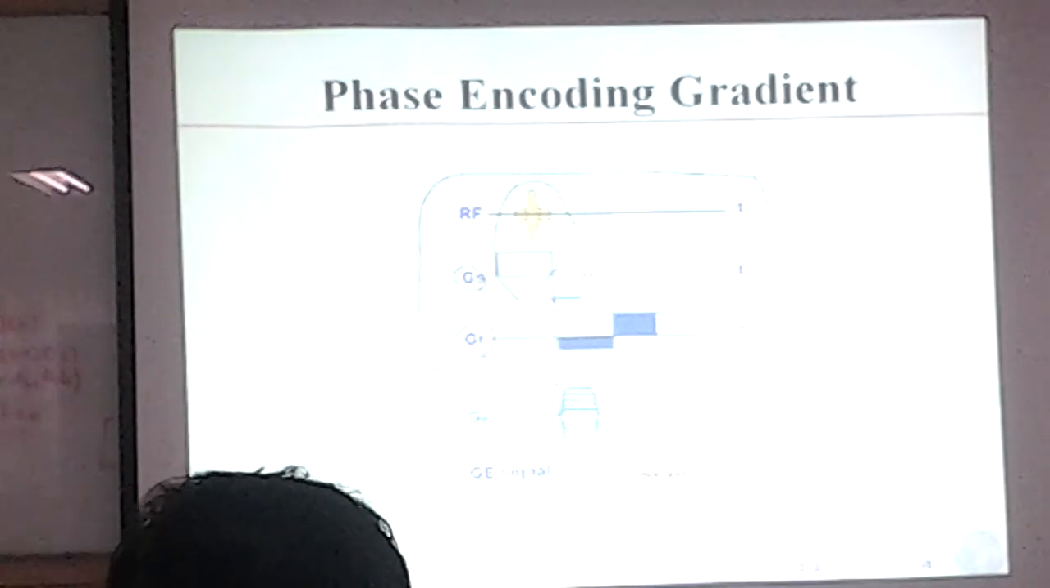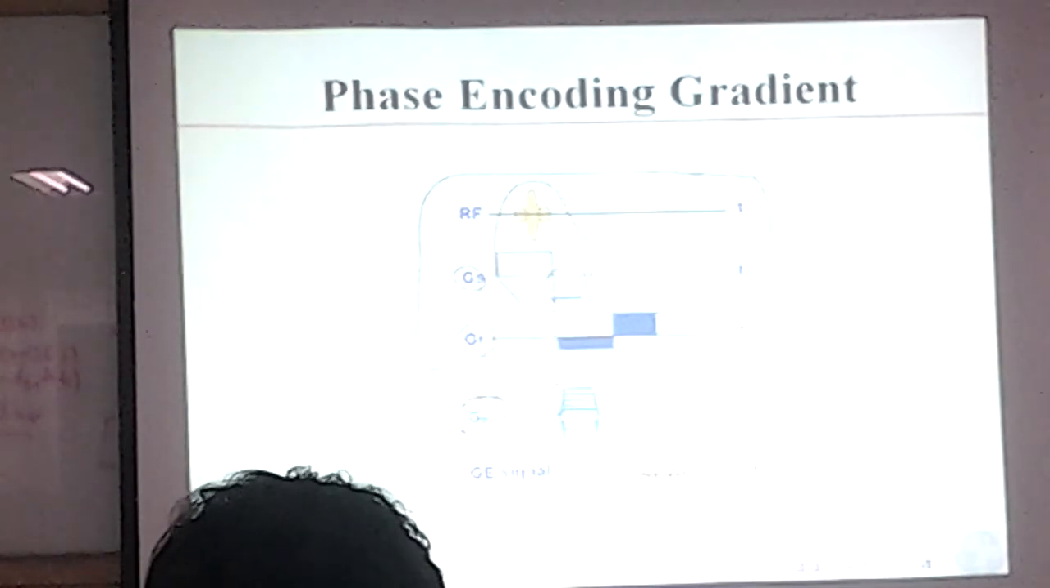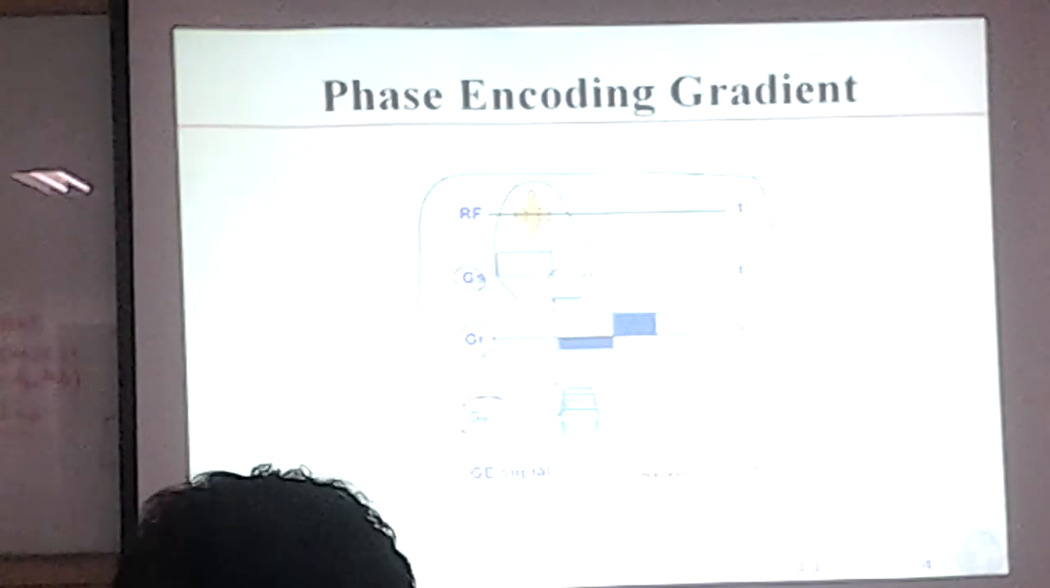So phase encoding, GP, means the phase encoding gradient. So you can infer the meaning of phase encoding. The space information is encoded by phase information. Even though the space information is encoded by phase, the principle is the same because this method also uses the Fourier transform.